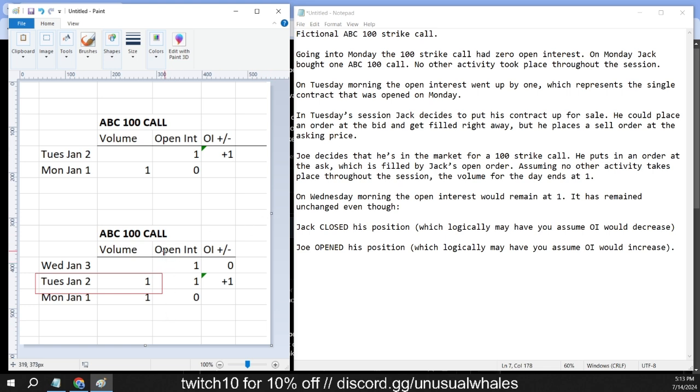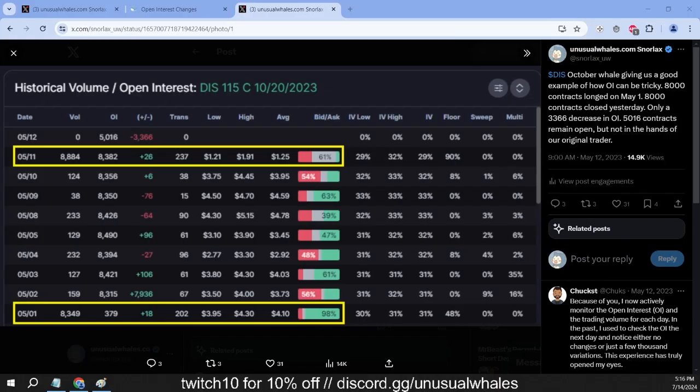On Wednesday morning, the open interest would remain at 1. It has remained unchanged even though one party has closed their position and another party has opened a position. This is a mechanic that confuses many people. Many beginning flow traders are smart enough to observe that a whale has purchased 8,000 call options, which creates 8,000 new open interest, but then they stop looking at the contract's volume and instead become fixated on the open interest. We need to look at both volume and open interest to fully track options flow.